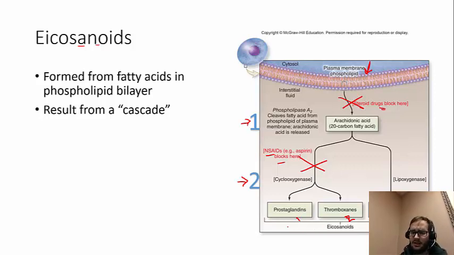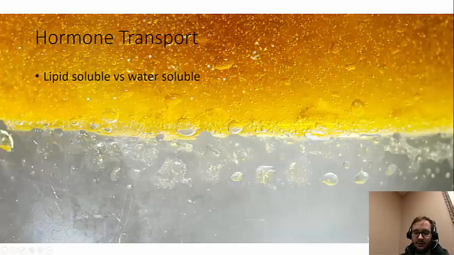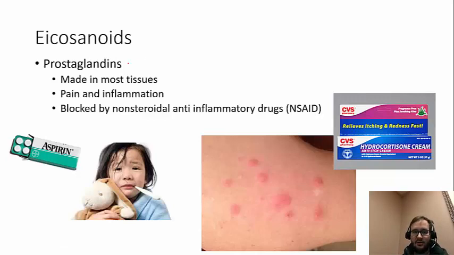I think it's prostaglandins. They stimulate pain, but they also can make you feel itchy. So if you get really itchy because of an allergic reaction, if you rub hydrocortisone cream on it, it prevents that from being formed, and so you don't feel itchy at that location. So I was correct. Prostaglandins are those ones.